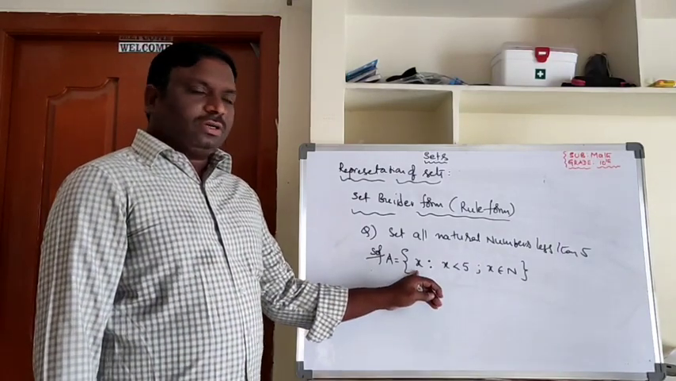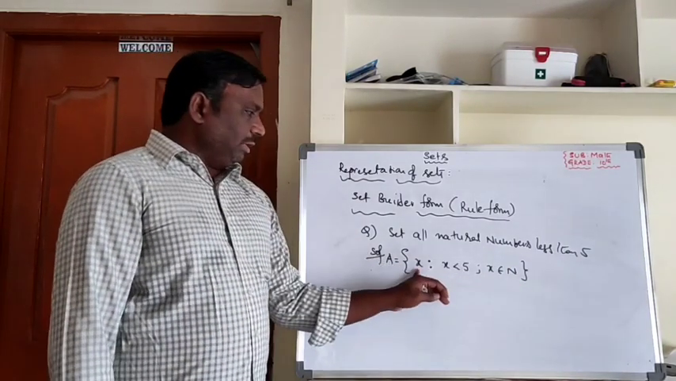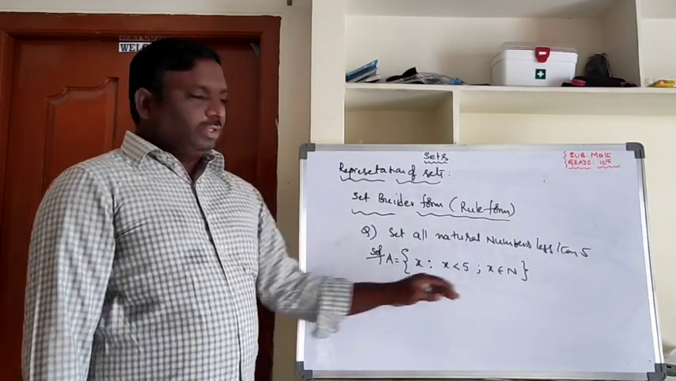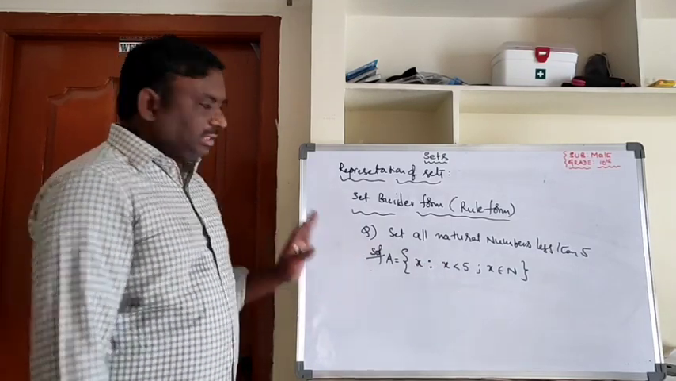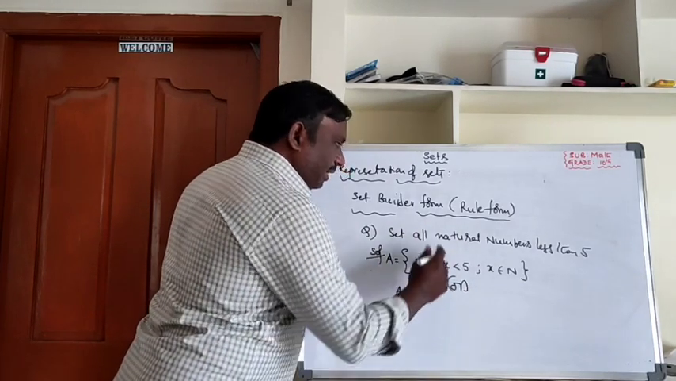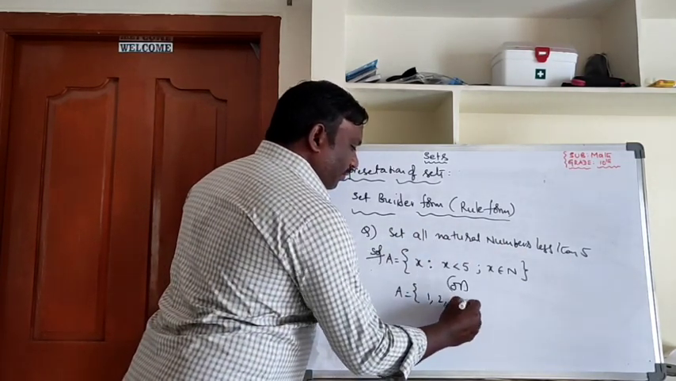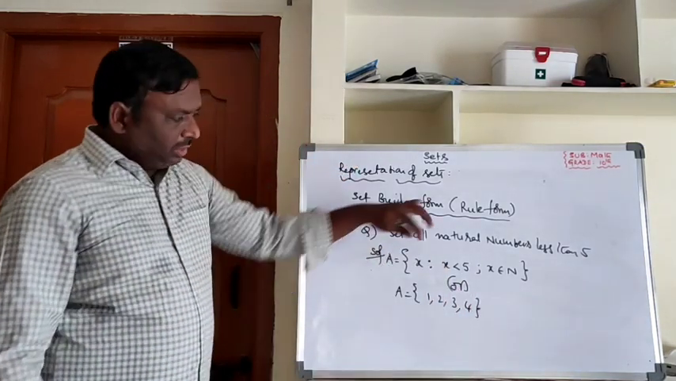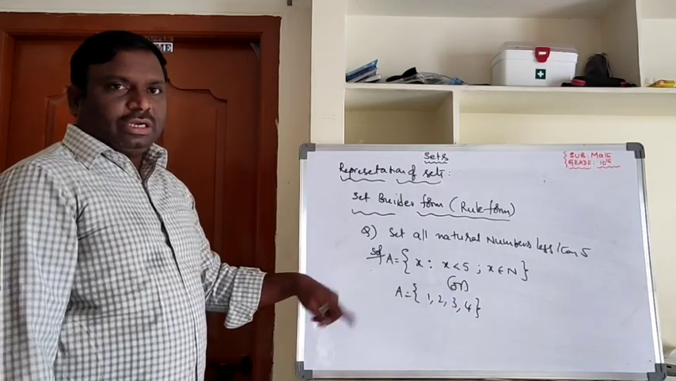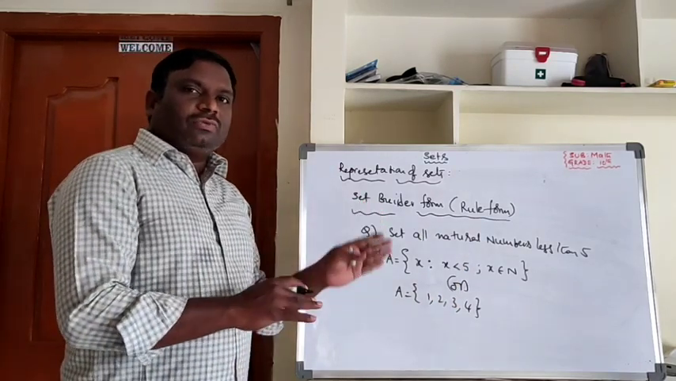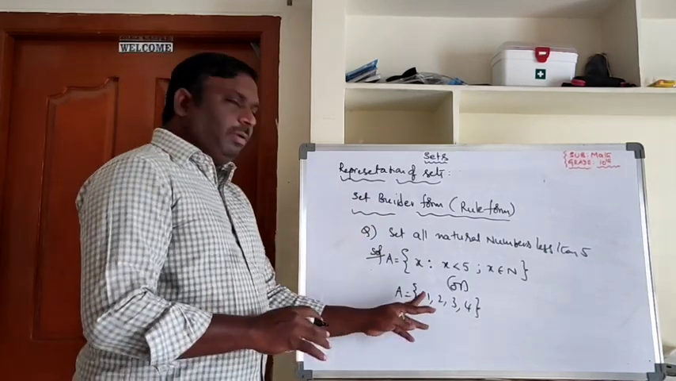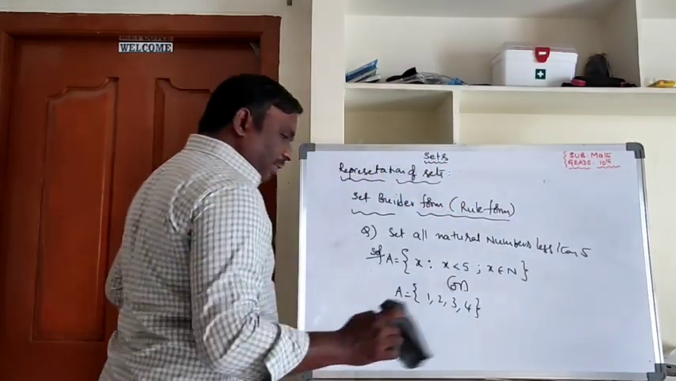I am representing the set with x. x is what? All natural numbers. x belongs to natural numbers. How will it be? x less than 5. So this is set builder form. And list form or roster form means we can write directly natural numbers less than 5 means 1, 2, 3, 4. Both are different. This is set builder form and this is roster form, list form or tabular form. Based on the question, we have to write either set builder form or tabular form or roster form. Okay, one more example I will tell.